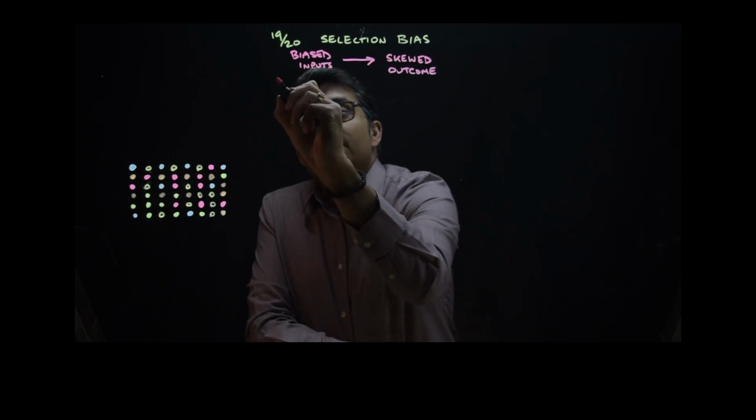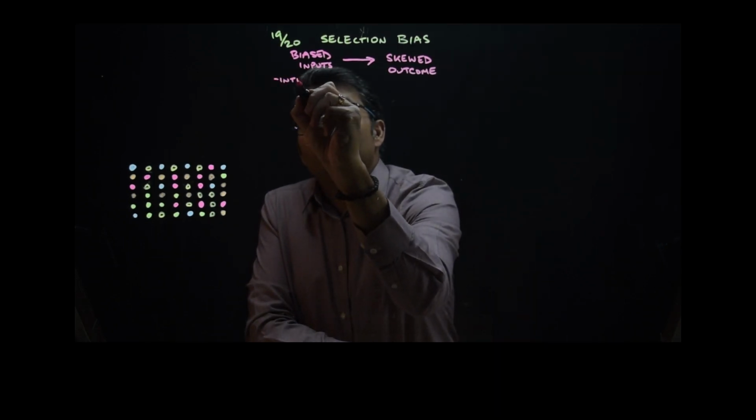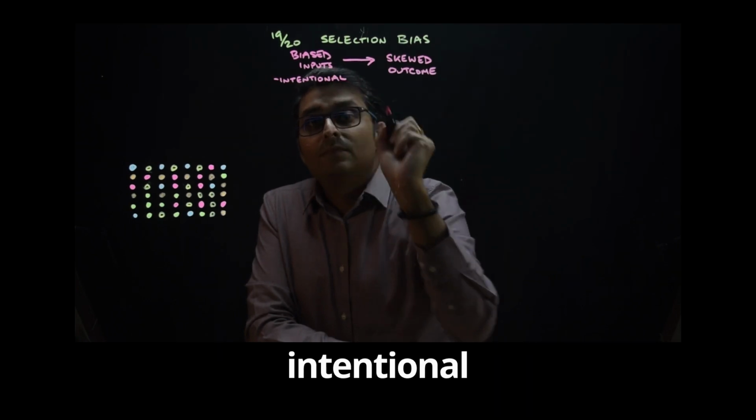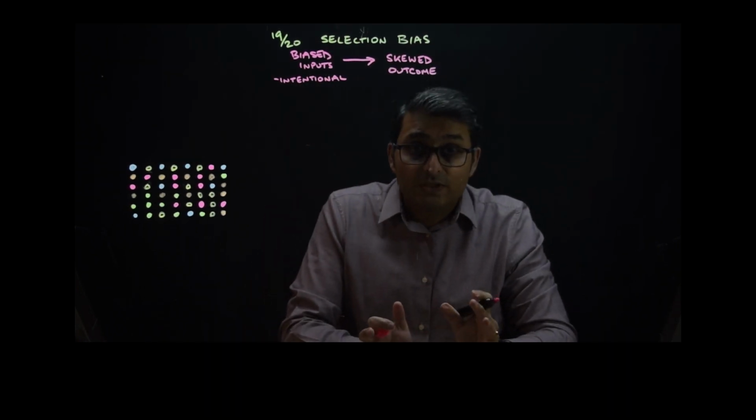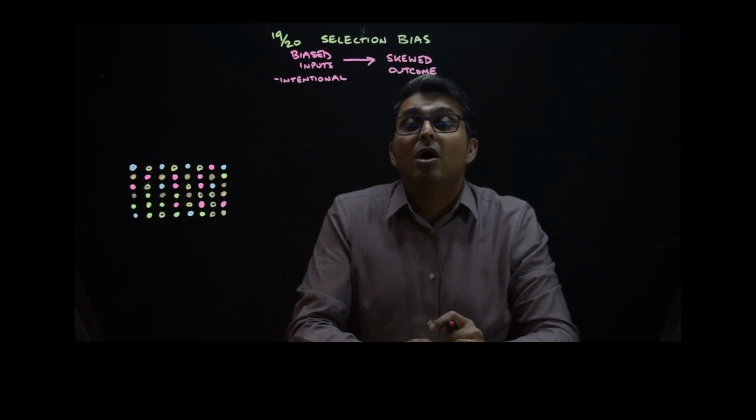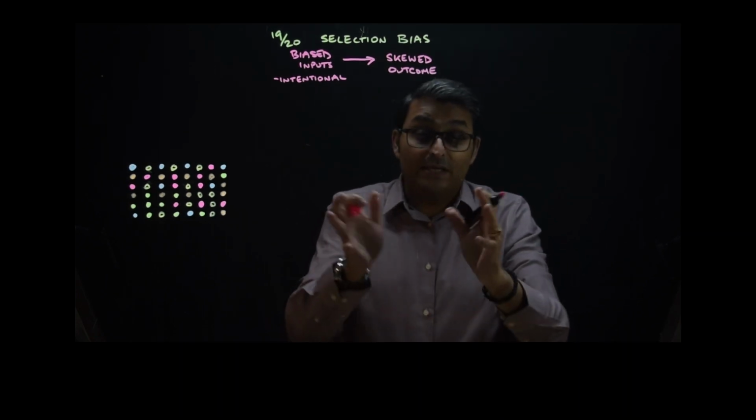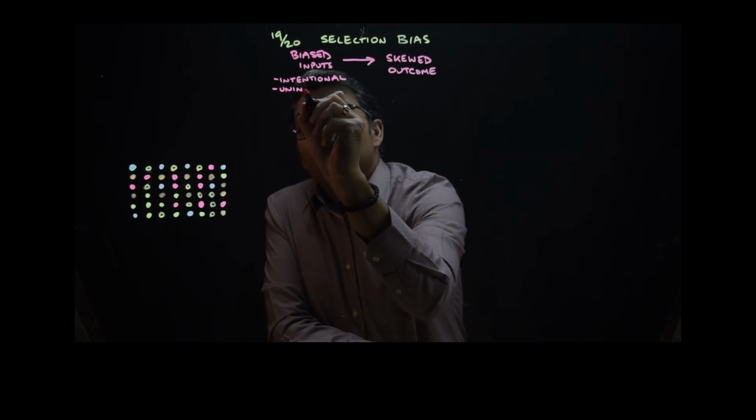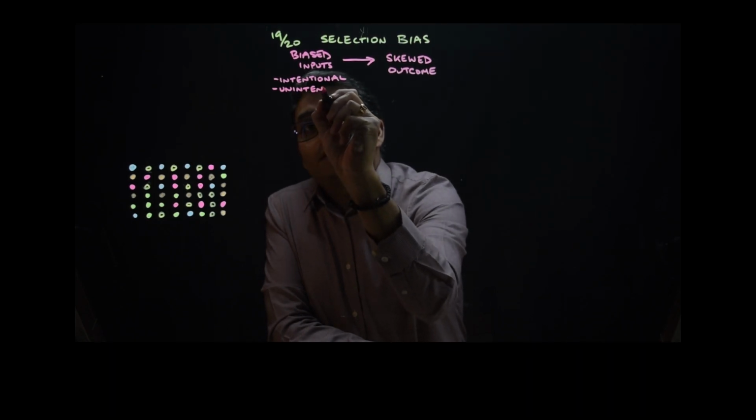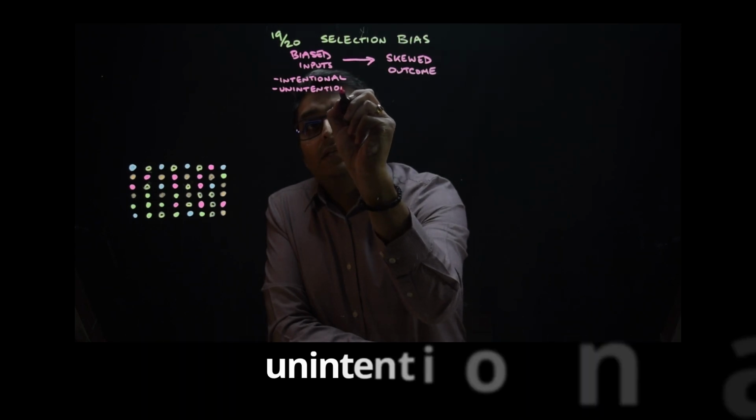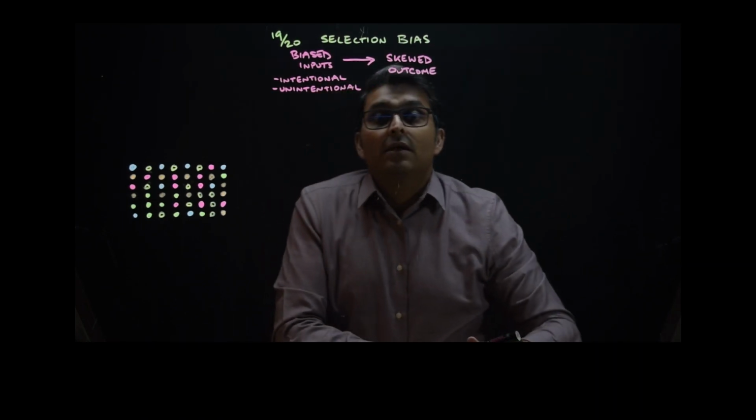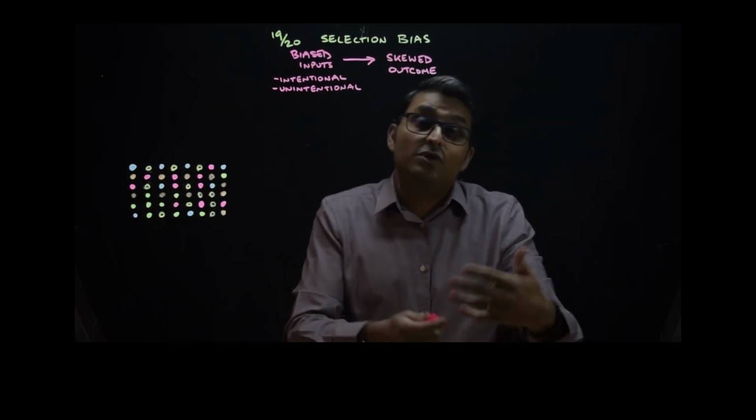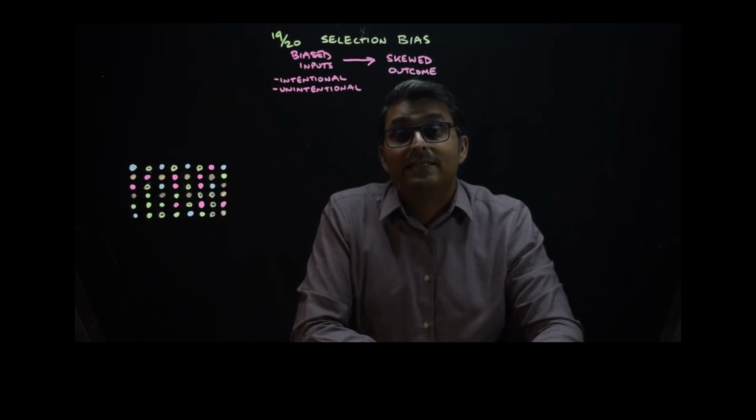This can be both intentional, where a person wishes to deliberately skew the outcome one way or another and makes the selection themselves, or even unintentional, where the person doesn't realize that an outcome may be skewed based on a selection.